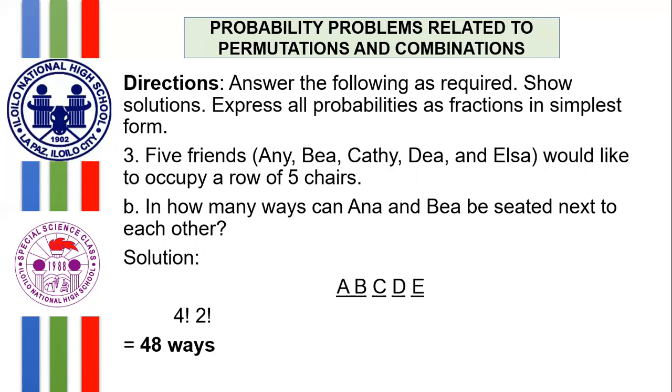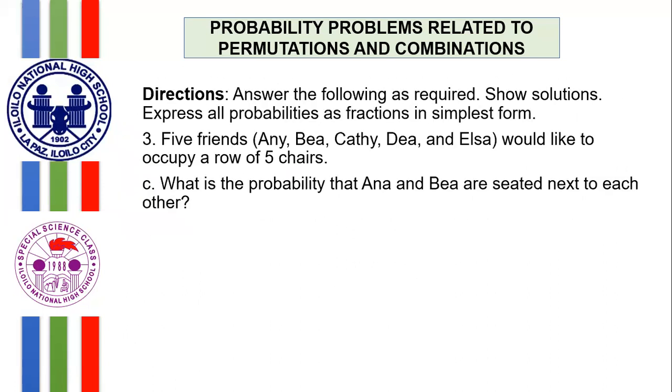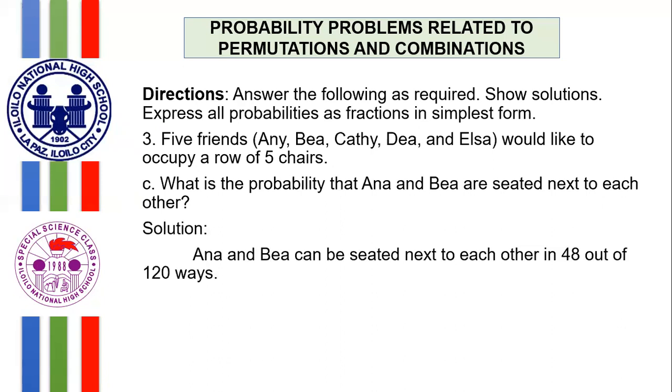Now, how about letter C? Letter C asks something in relation to your answers in A and B. We could utilize the answers in A and B to answer letters as such. That is, what is the probability that Ana and Bea are seated next to each other? Ana and Bea can be seated next to each other in 48 out of 120 ways. 48 was computed based on our computation in letter B earlier, out of the total 5 factorial or 120 ways in all.